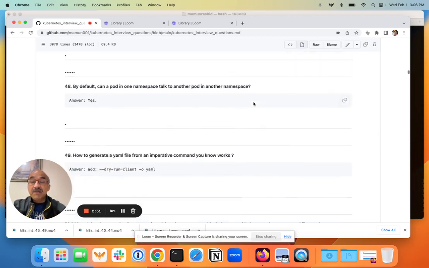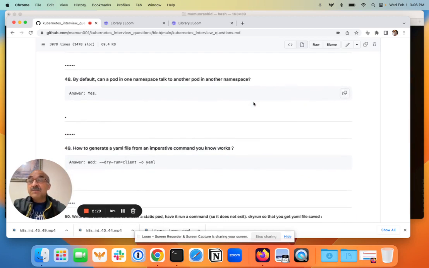Next question. By default, can a pod in one namespace talk to another pod in a different namespace? The answer is yes. The reason why is because it's a layer 3 problem, right? The traffic is enabled between the pods, between the nodes, right? Just because they belong to a different namespace, that barrier between namespaces is not a layer 3 barrier. In layer 3, one pod can talk to other pods. In fact, that's probably true of nodes as well.